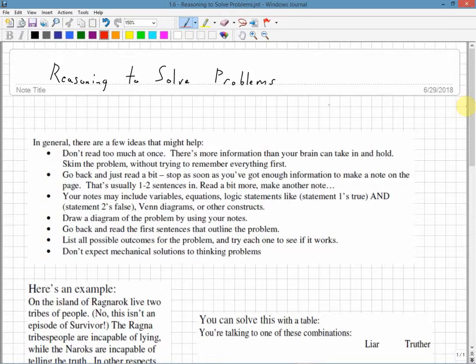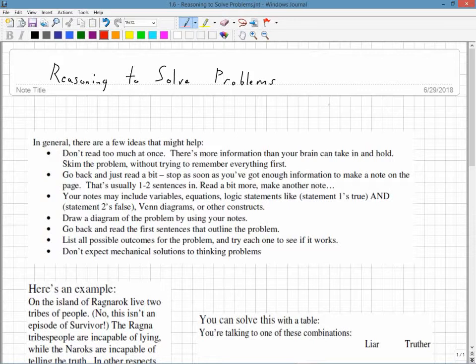Your notes may include variables, equations, as we've seen before. We used logic statements, if statements, let statements, algebra, Venn diagrams, or other constructs. Draw a diagram of the problem, and a diagram doesn't have to be some big elaborate thing. It can just be like a chart. Here's one thing, there's another thing.